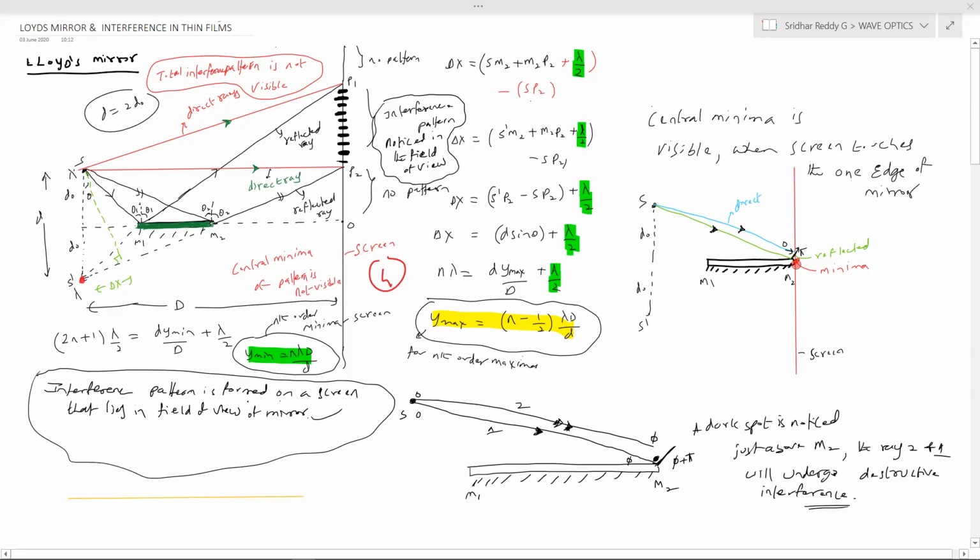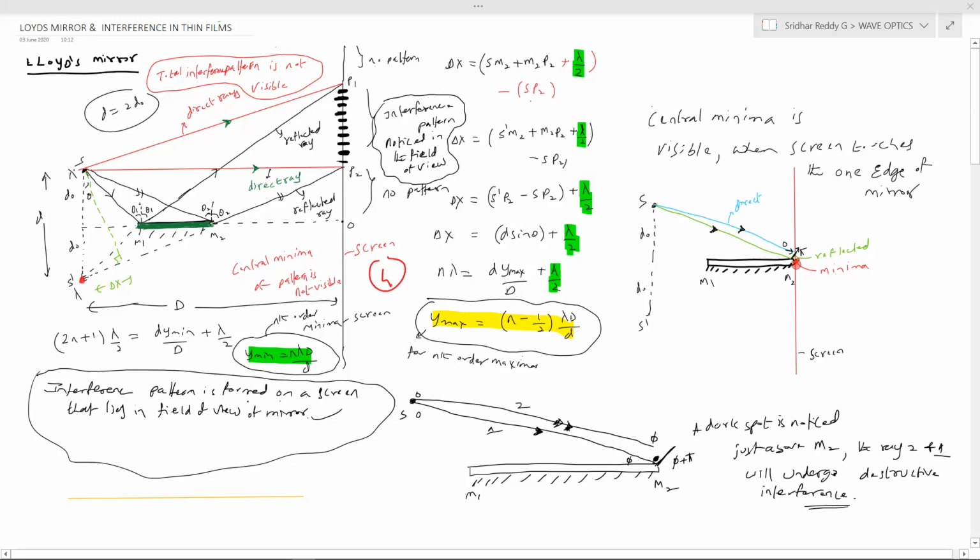Because the phase difference between ray 2 and ray 1 just above M2 will be 0, a minima will be noticed here. Now, as I move the screen away from the one edge of the mirror M2, that dark spot, the minima, will not be noticed here. Here, because there is no superposition, the central minima pattern is not visible.